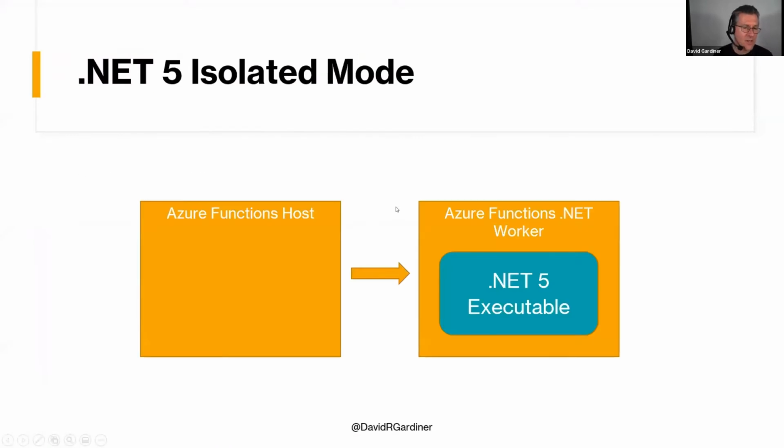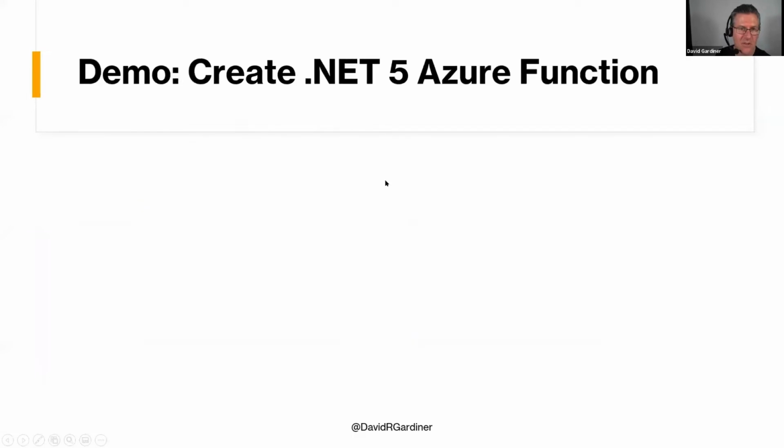So what can we do about that? Well, in .NET 5 for Azure Functions, they've introduced a new way of working, which is isolated mode. They've separated out the Azure Functions host from the worker process. So we've now got what is essentially a .NET 5 executable running inside the worker process on the right, and that's separate from the host. So we're not going to be running into version conflicts with assemblies that are different to what the host has. That's a nice step forward.